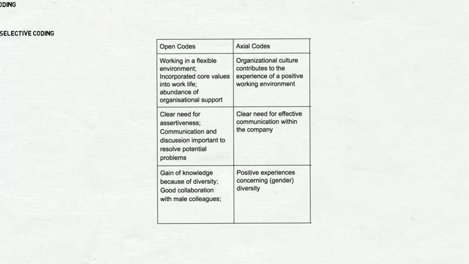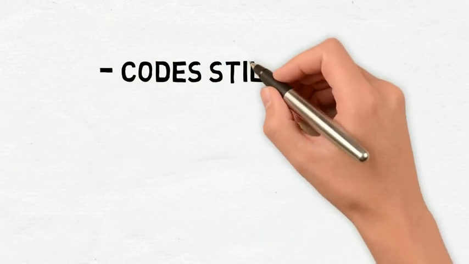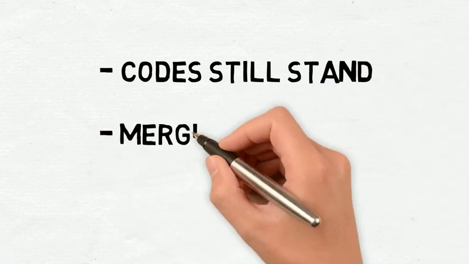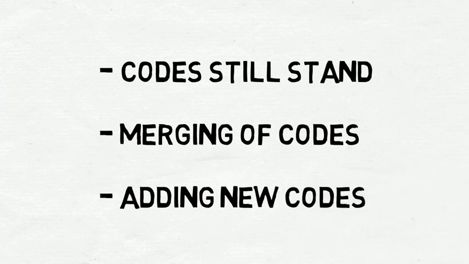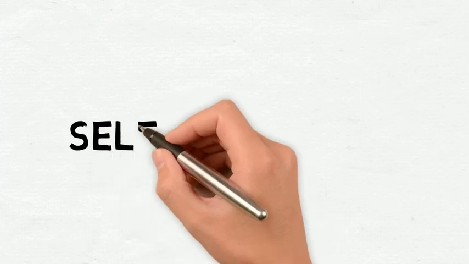When doing the axial coding, we realized that our codes still stood. The only thing that differed was that we merged some initial codes we had with others and added some new codes that were relevant. For instance, the last interviewee elaborated more on the interior design of the company, so we added an axial code called Employees' Perception of Organizational Environment and Surrounding.